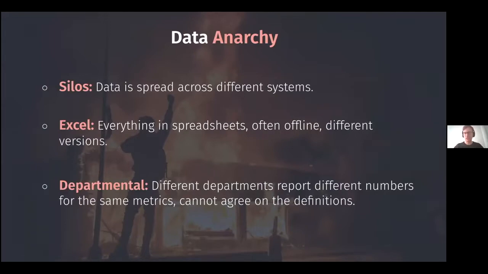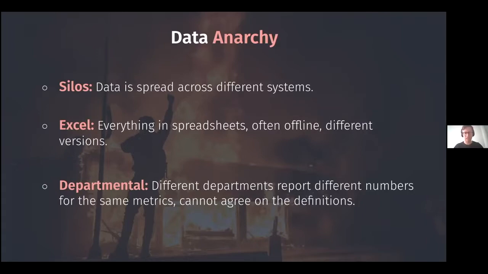From the organizational side, things are very departmental, right? So you have different departments. Within the department, they are speaking the same language. But usually across the organization, people report different numbers for the same metrics. They cannot agree on a shared language. So that's really a stage which I call the data anarchy, right?